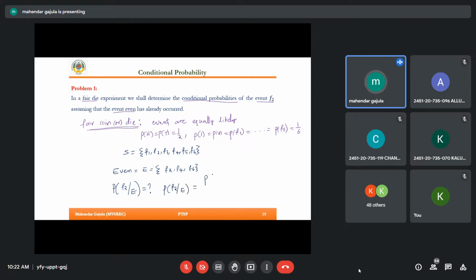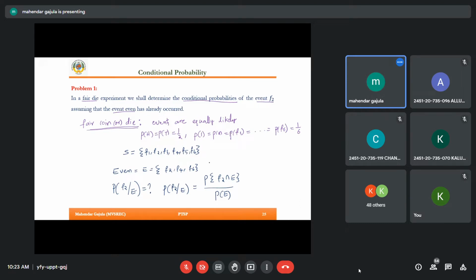It is a probability of F2 intersection E divided by probability of E. Am I right? According to the conditional probability formula, probability of F2 given E equals probability of F2 intersection E by probability of E. Now we know the probability of E. We know what is E.